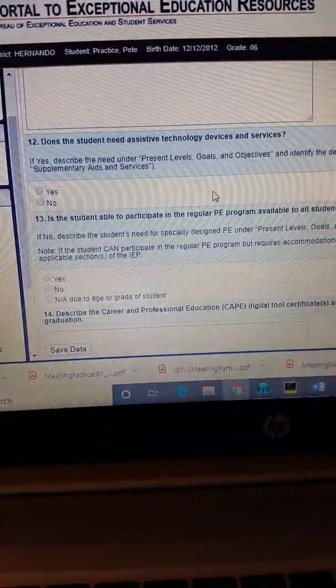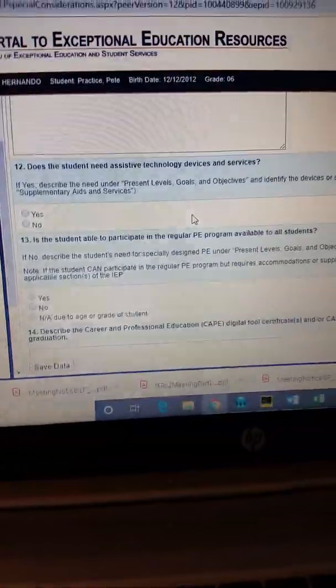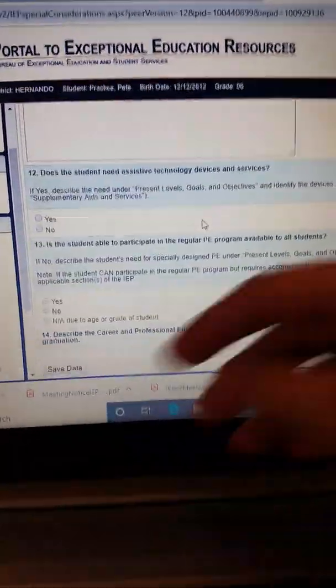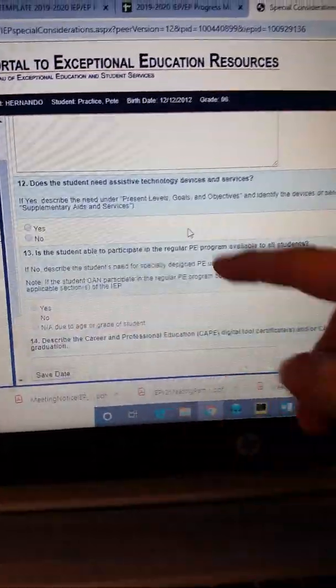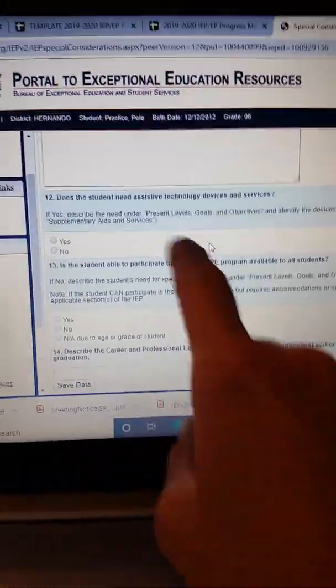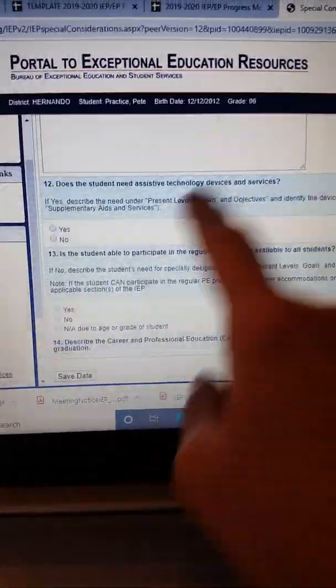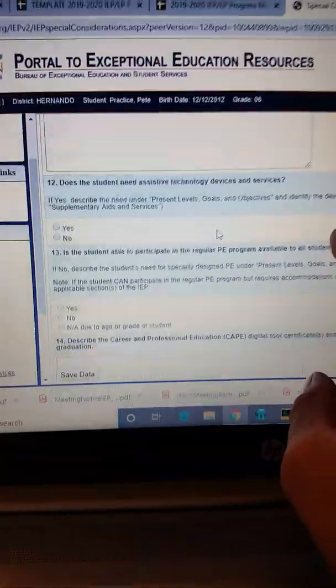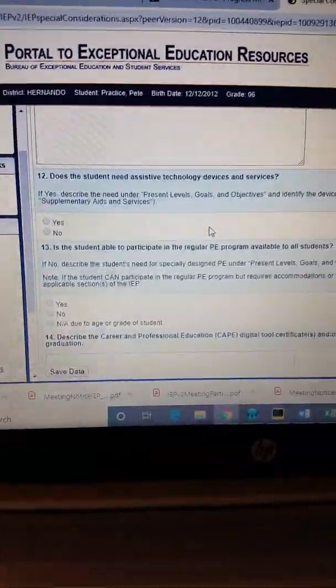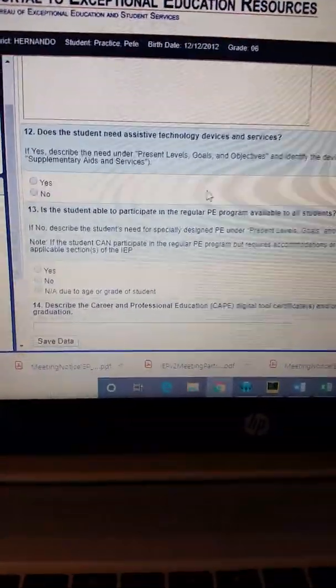The next question here is, does the student need assistive technology or devices? If it's yes, we have to put it in the present levels and goals and objectives. We have to put it in there somewhere and explain how and what type of assistive technology.